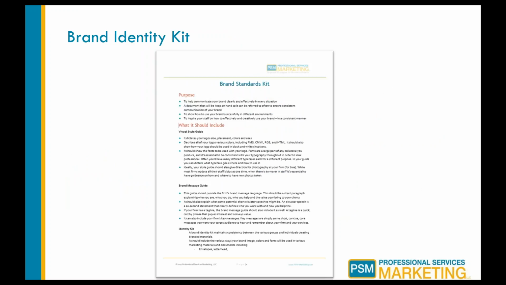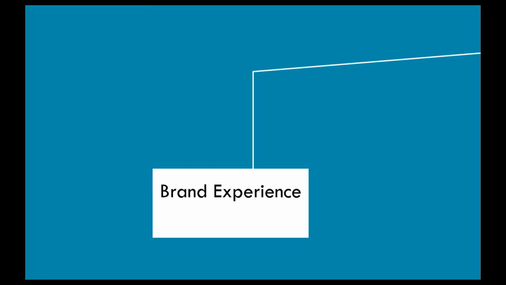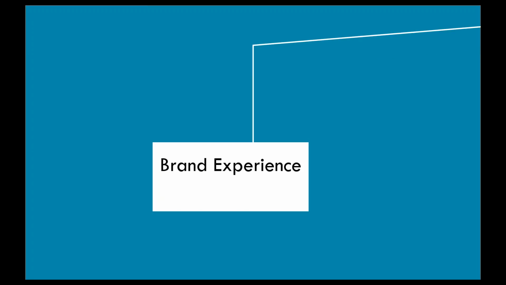Okay, now this is the document that I was telling you about that's in your handouts. This is what is generally included in a brand standards kit. And remember, all this stuff has different names. So this is just kind of what we call things when we are helping people rebrand or update or refresh their brand. So again, it should contain a visual style guide, a brand message guide, and the actual identity kit. And this handout is in your documents. Okay, so brand experience.